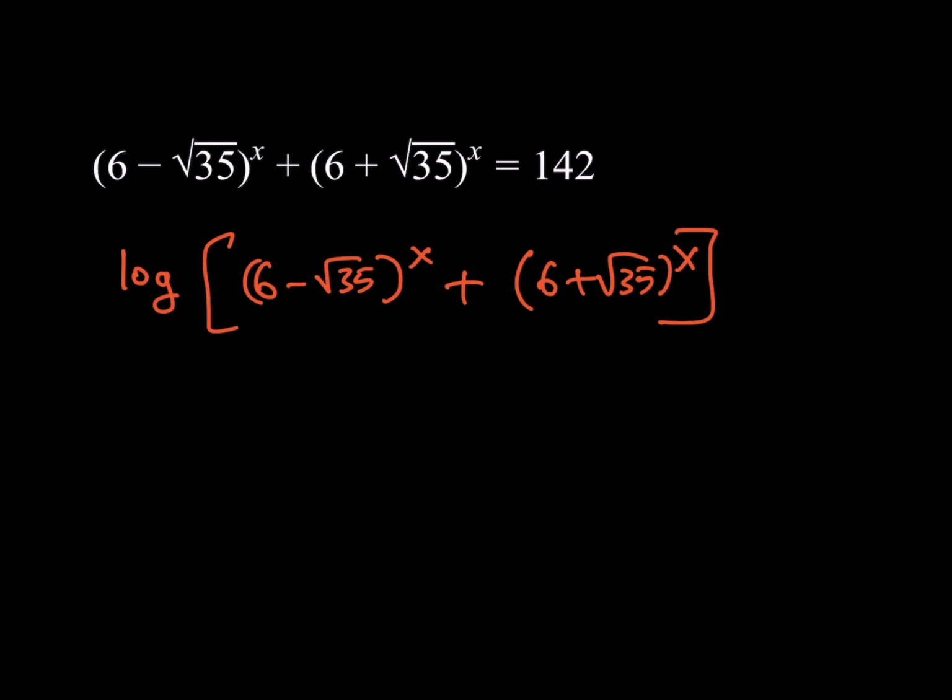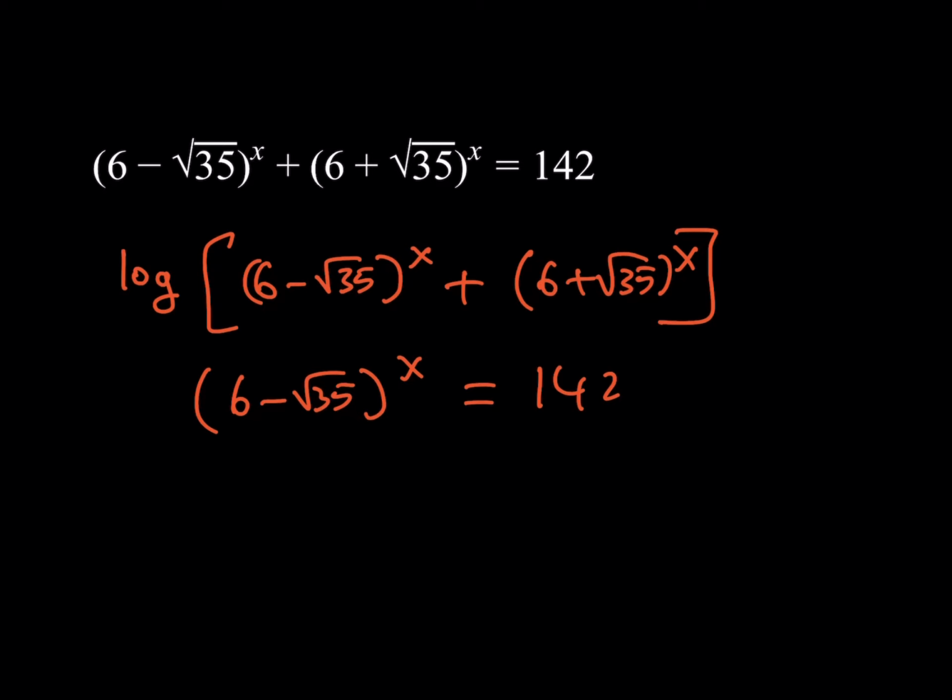If I gave you a problem like this, let's say this is equal to something, let's say 142, let's use the same number, then yes, you could log both sides. It would make sense because that would bring the x down and it would work. But in this case, unfortunately, it doesn't. So we have to use a different approach.